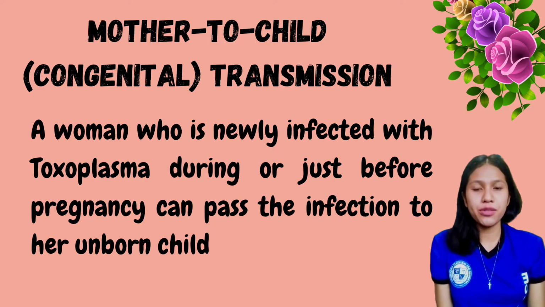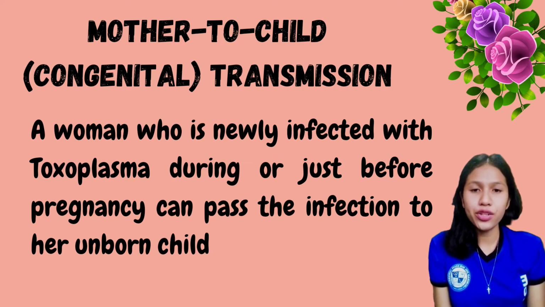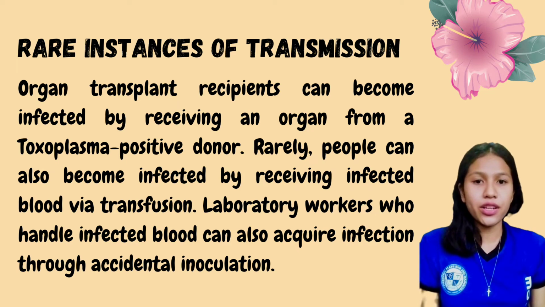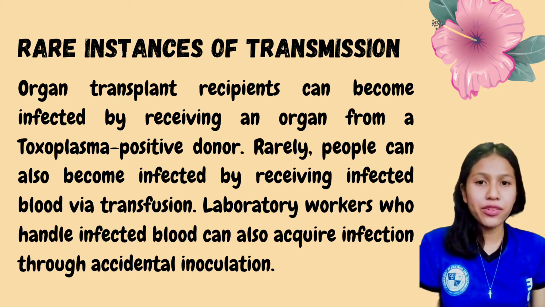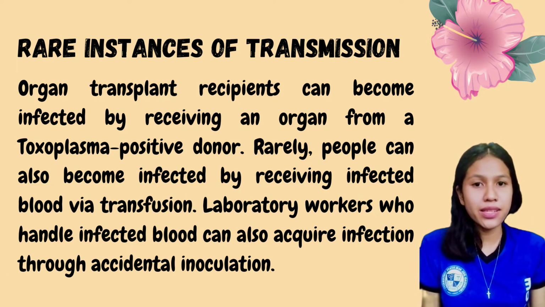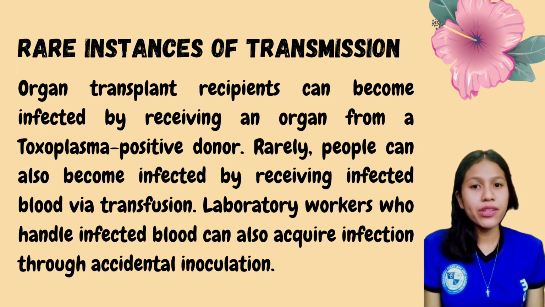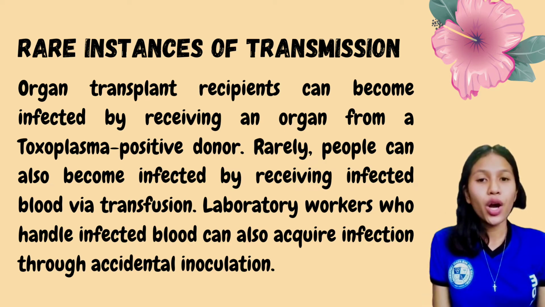Mother-to-child transmission. A woman who is newly infected with Toxoplasma during or just before pregnancy can pass the infection to her unborn child. Rare instances of transmission. Organ transplant recipients can be infected by receiving an organ from a Toxoplasma positive donor. Rarely, people can also be infected by receiving infected blood via transfusion. Laboratory workers who handle infected blood can also acquire infection through accidental inoculation.